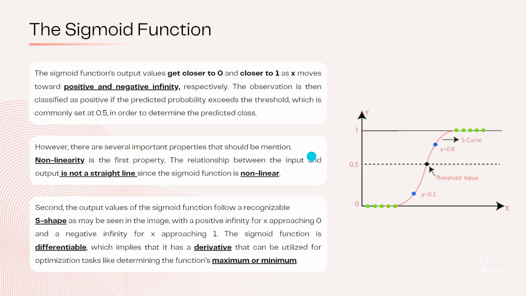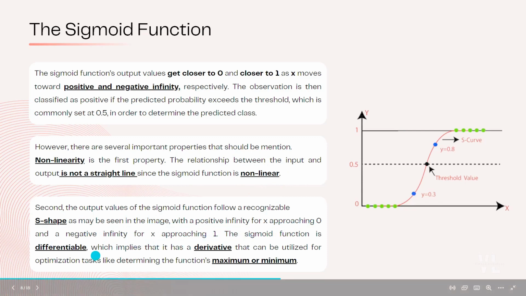The relationship between the input and the output is not a straight line, since the sigmoid function is nonlinear. So the logistic function and the sigmoid function that we have seen before is an S-shaped curve, and it's not linear, as you can see, because the curve is S and not a line. So it is a non-linear function. Second, the output values of the sigmoid function follow a recognizable S shape, as may be seen on the image, with a positive infinity for x approaching 0 and a negative infinity for x approaching 1.